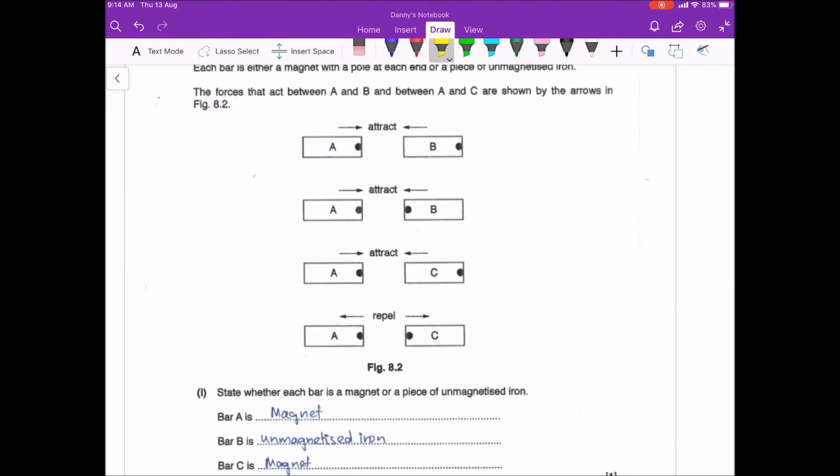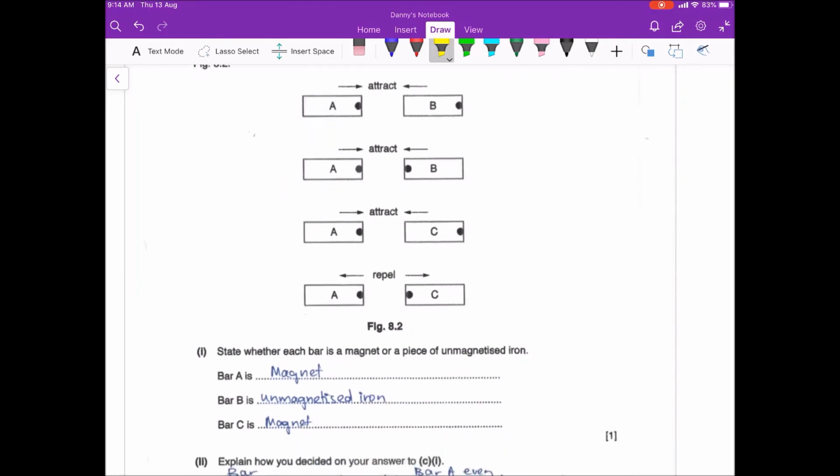So A attracts B, can't really tell. So let's give some dummy poles. Let's put this dummy pole here. So attract, cannot conclude anything. Attract again B, that means down here I can induce south. This kind also induces south, so it means that your B is maybe just a magnetic material that can be induced anyhow.